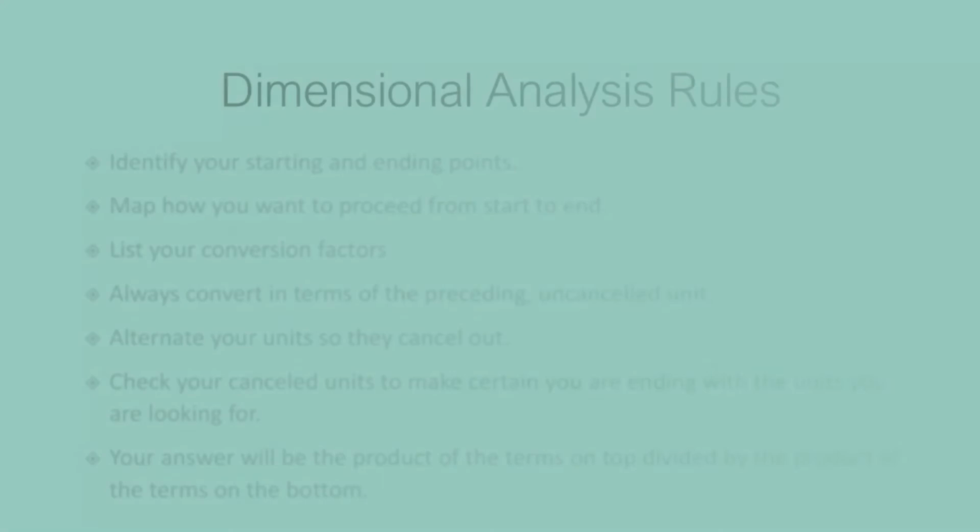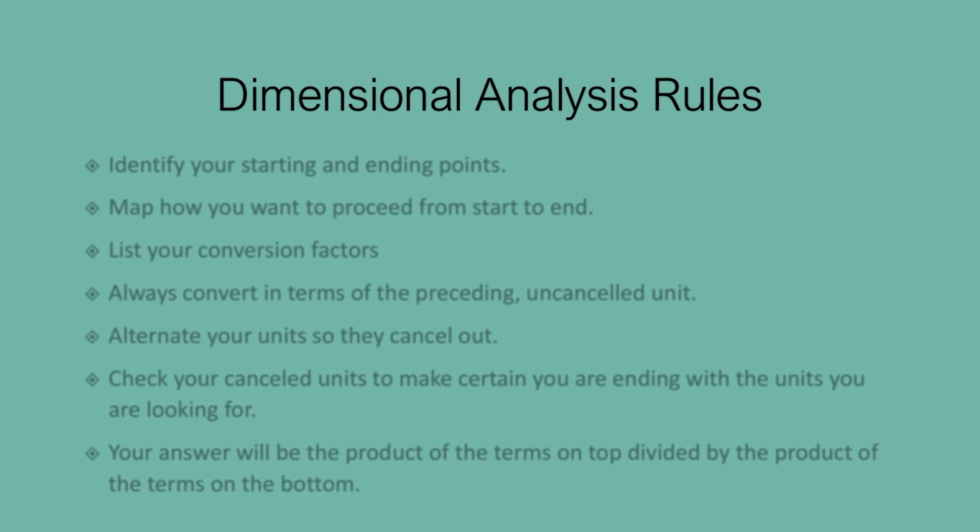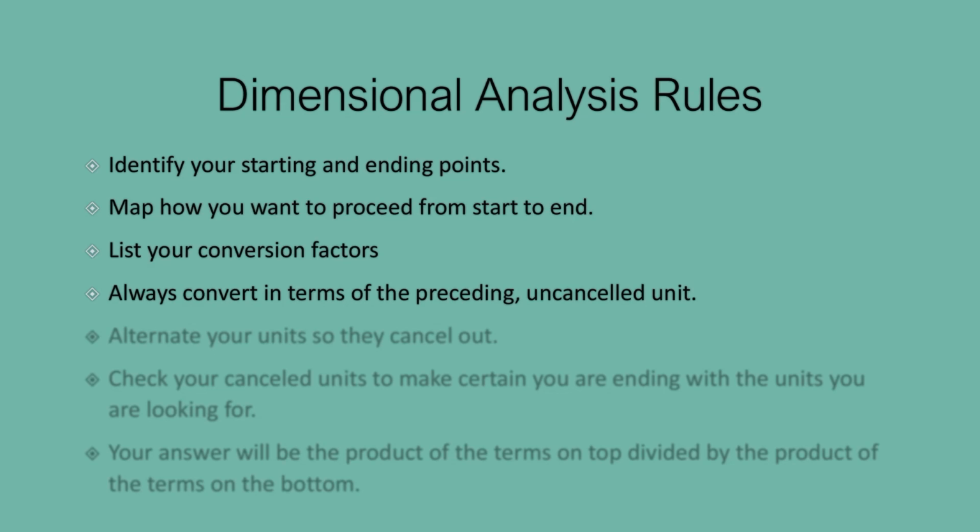Let's summarize what we've done today. There are some basic rules we've been following. First, identify your starting and ending points. Then, map how you want to proceed from start to end. List your conversion factors. Always convert in terms of the preceding uncanceled unit. Alternate your units so they cancel out.